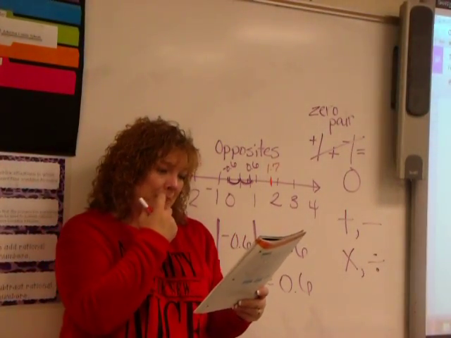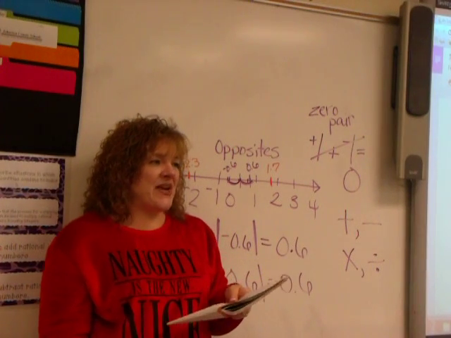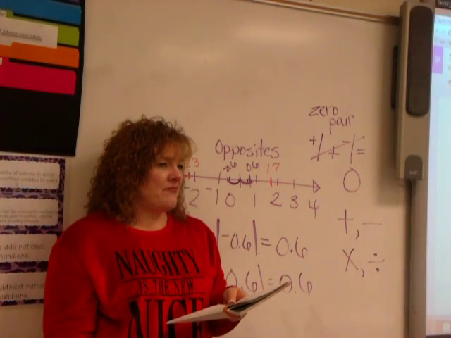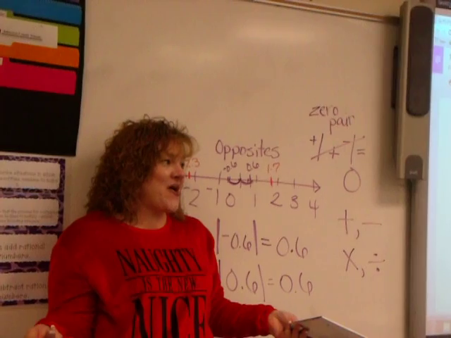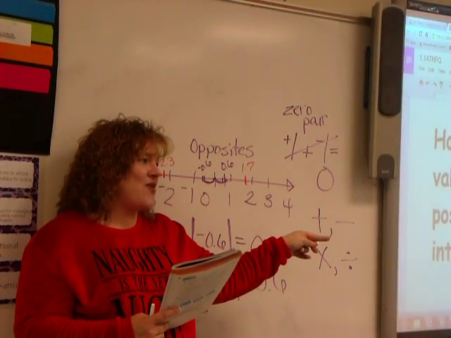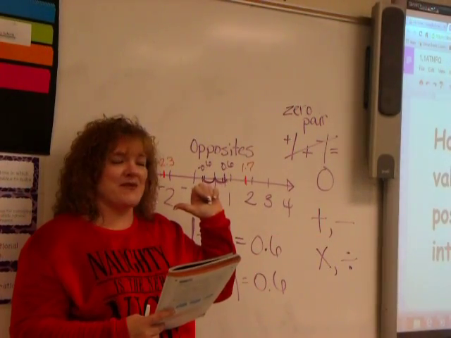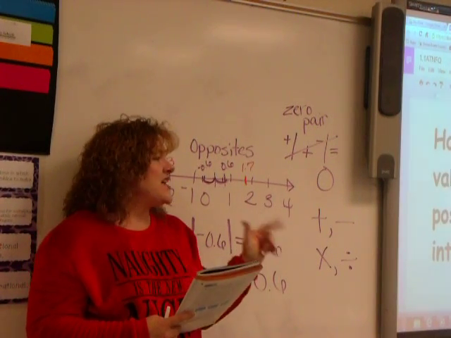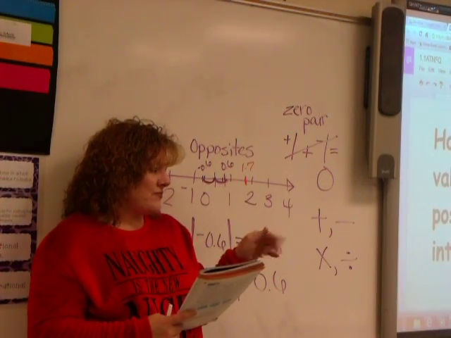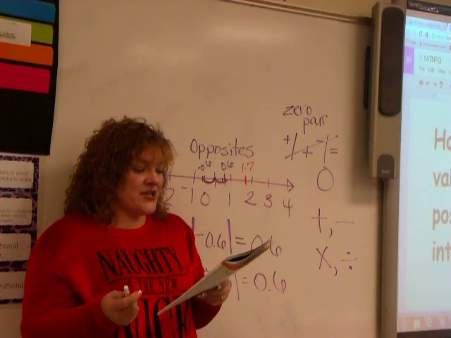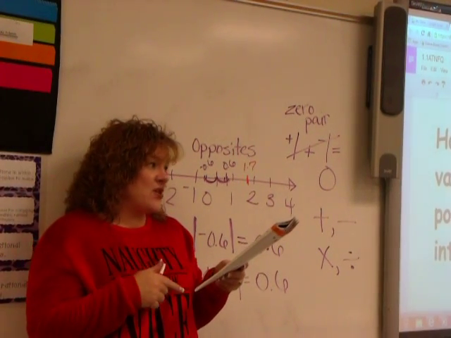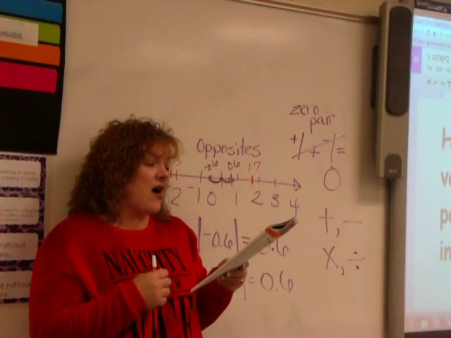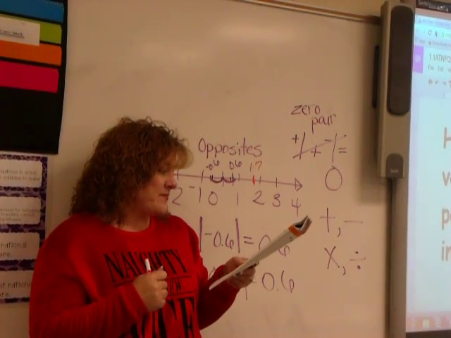Is 0 an integer? Yes, it just told you. It's all the positive whole numbers and their opposites, which make them all the negative whole numbers, and 0. So 0 is an integer. Integers and fractions and equivalent decimals are all called rational numbers.